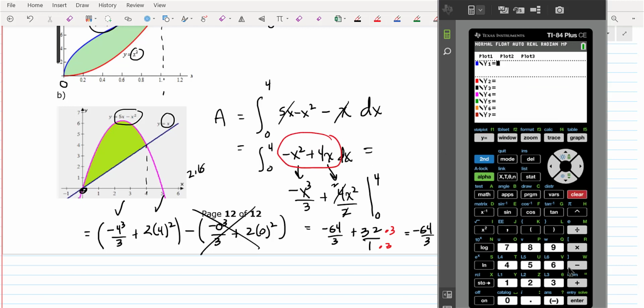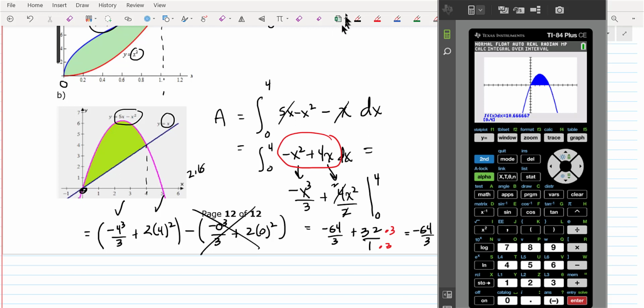So you would want to put in negative x to the second, and then plus 4x. Now, this is not going to give you the graph that I gave you. This is different, okay? And then you can probably do that even in a standard window. This one's probably okay. You could go zoom 6. Again, that doesn't give the same graph, but what you do now is you go second, calc, option 7, and the integral is going from 0 to 4. So that gives 10.6, okay?